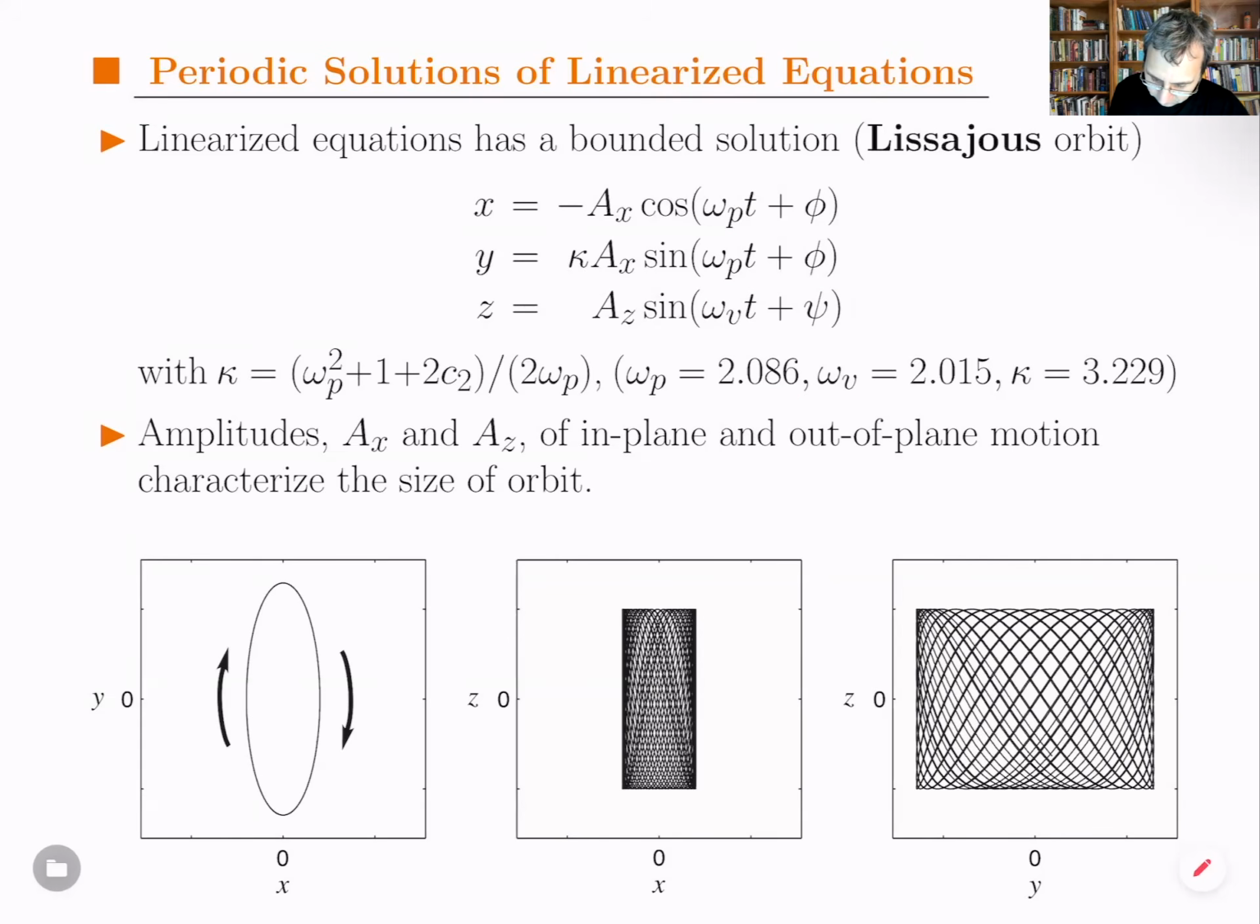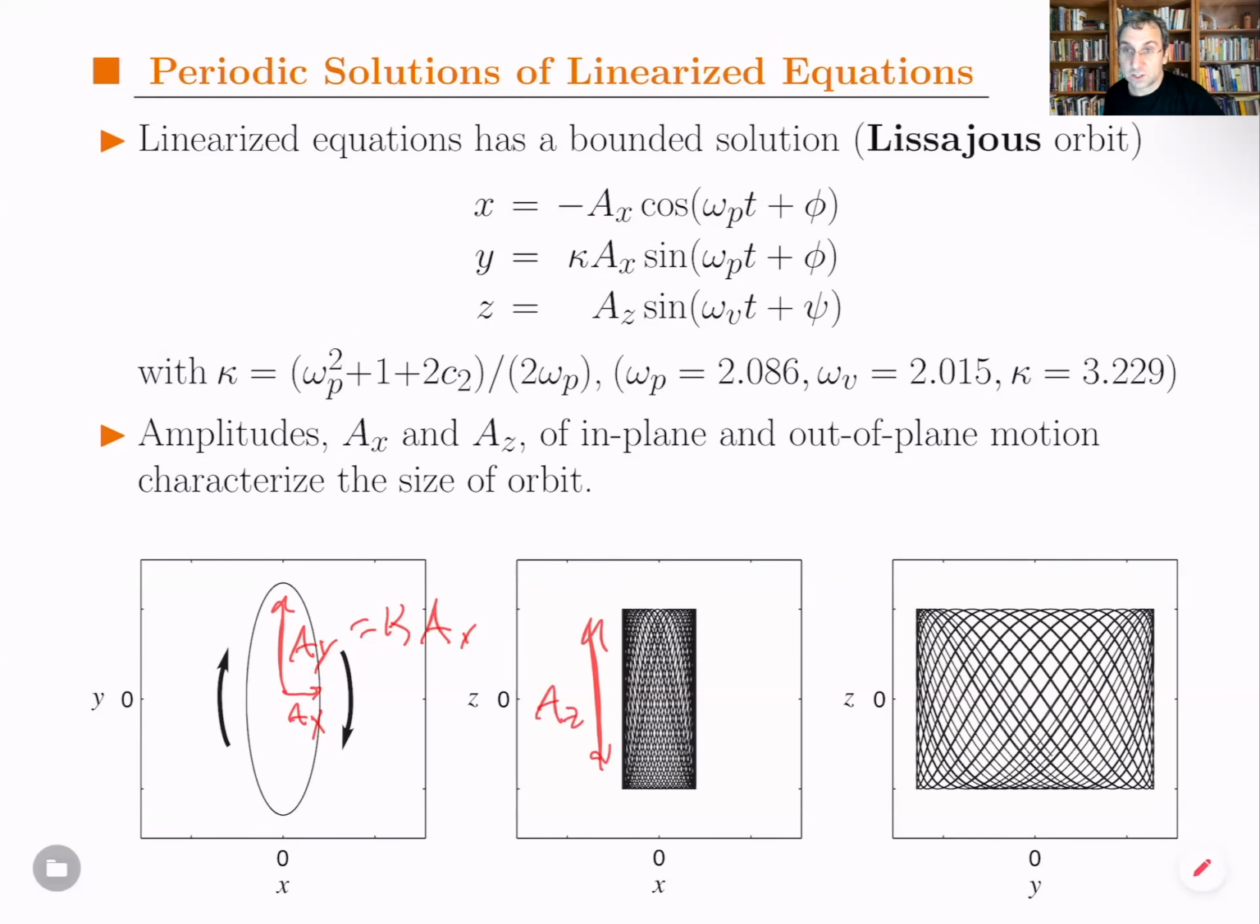And these amplitudes, AX and AZ, specify the in-plane and out-of-plane motion. So AX gives us basically the X amplitude. That's actually Y, sorry about that. There we go. So this is AX, and then AY is just going to be kappa times AX, and then AZ can be picked separately.